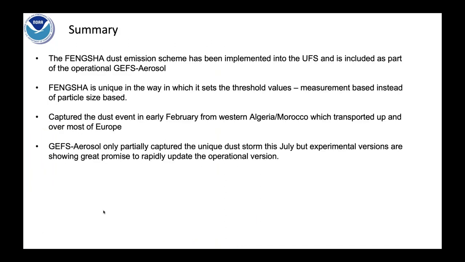So just in summary, the Fengsa dust emission scheme, you know, is implemented into the UFS and is being put as part of the operational GEFS aerosol, and it will also be part of the future CAM-CMAQ system as well. Fengsa is unique in the way that it sets its threshold values, making it different than any other dust model that's out there.